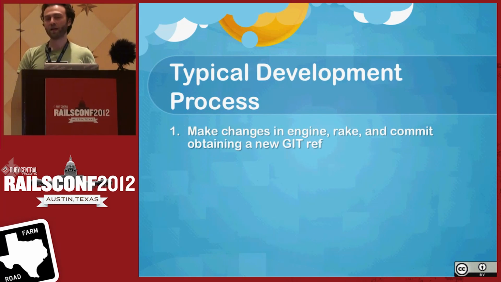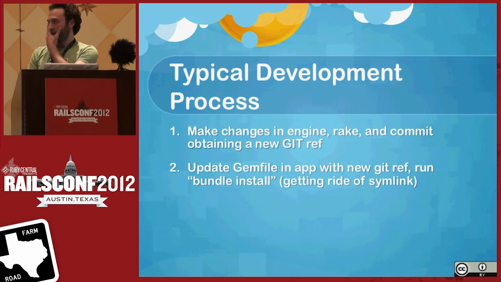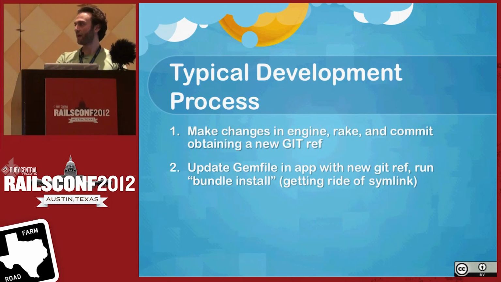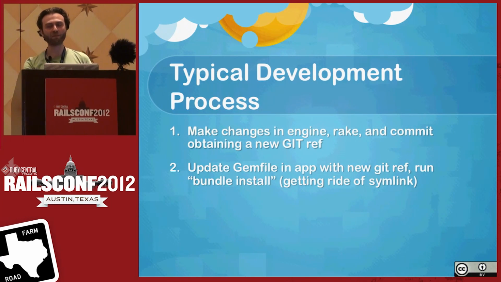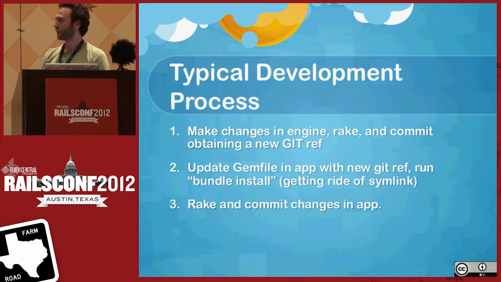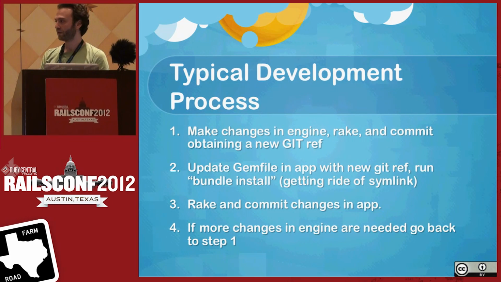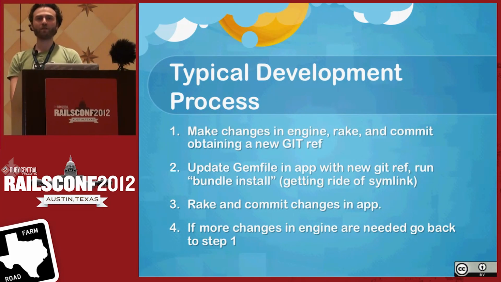So now that we've added our new modifications to the engine for that one day, we basically commit and get a new Git revision number. We go back to the app, open the Gemfile, which is the bundler file for defining gem dependencies, and update the Git revision, and then run bundle install again. So that refreshes the app dependency on the engine. Finally, we rake and commit changes in the app, and it's ready for deployment. Of course, if more changes are needed in the engine, then you iterate and go back to step one.